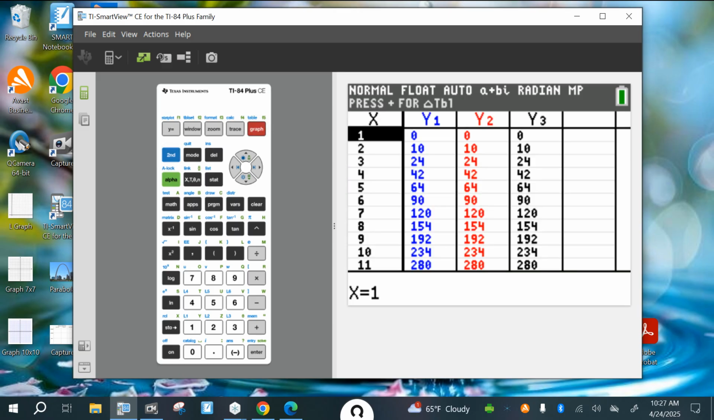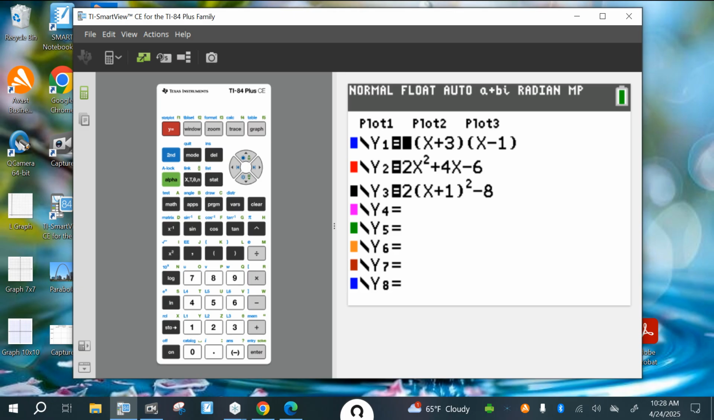If you hit second graph and look at your table, what do you notice about all the y values? I'll pull it back up. But all the y values are all the same. So that's how you know that you have the right 3 equations. If all the y values are the same in the table and all 3 graphs are the same when you hit graph, then you have converted them all correctly. So that's a good way to check yourself.